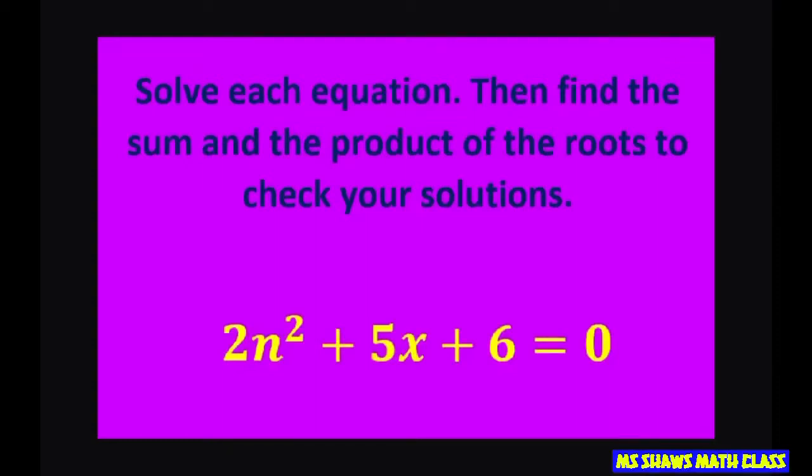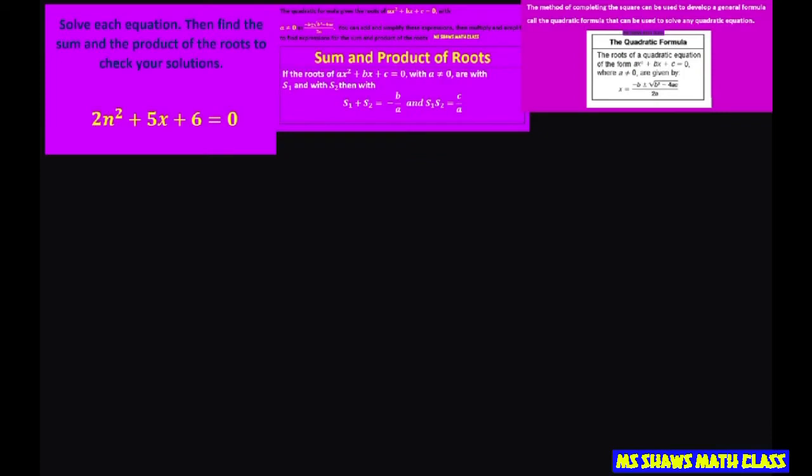Hi everyone, we're going to solve this equation: 2n squared plus 5n, this should be an n, sorry about that, plus 6 equals 0. Let's first write what our a, b, and c are. Our a is 2, our b is 5, and our c is 6. So we're going to have to use the quadratic formula on this one.